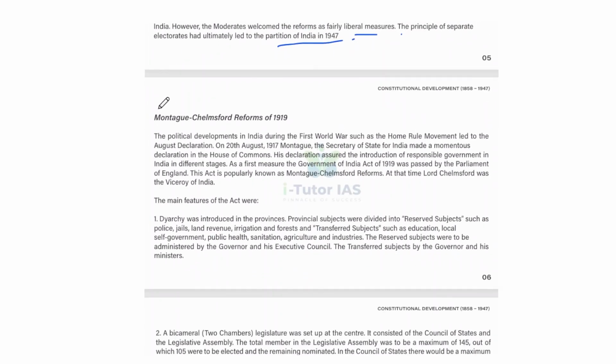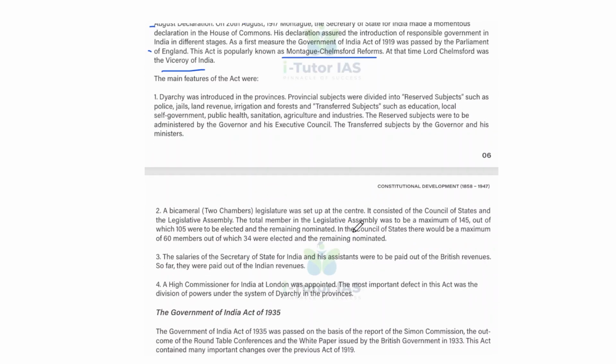Next one is the Montagu-Chelmsford Reform of 1919. The political developments in India during the First World War, such as the Home Rule Movement, led to the August Declaration. On 20th August 1917, Montagu, the Secretary of State for India, made a momentous declaration in the House of Commons. His declaration assured the introduction of responsible government in India in different stages. As the first measure, the Government of India Act 1919 was passed by the Parliament of England. This act is popularly known as the Montagu-Chelmsford Reform, and at that time Lord Chelmsford was the Viceroy of India. So that is the Montagu-Chelmsford Reform.